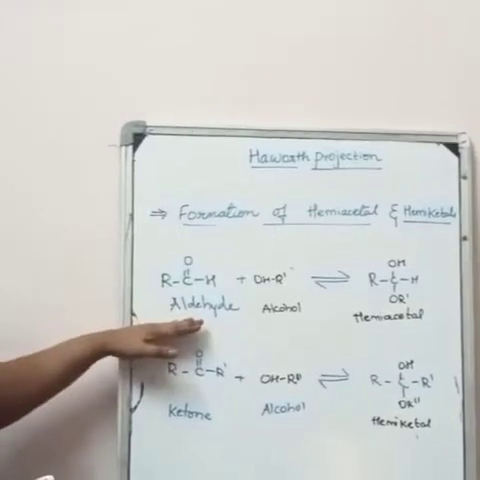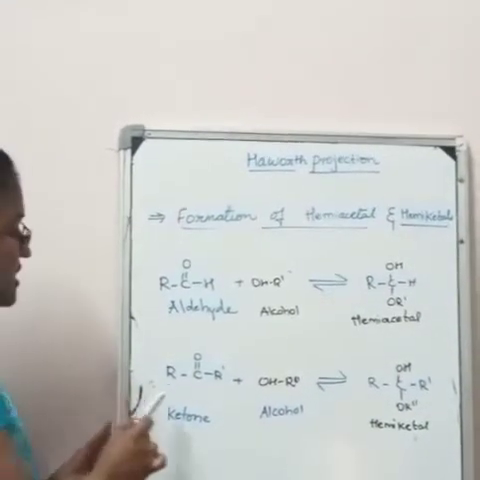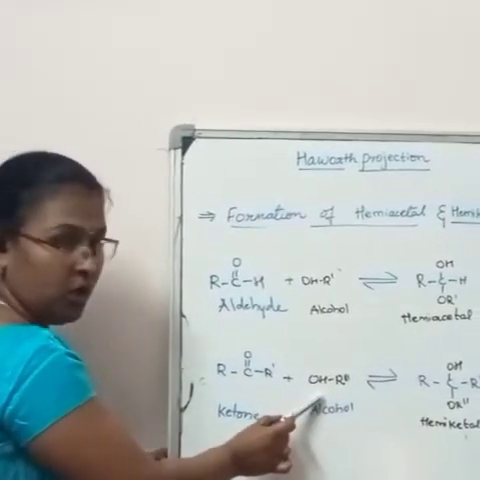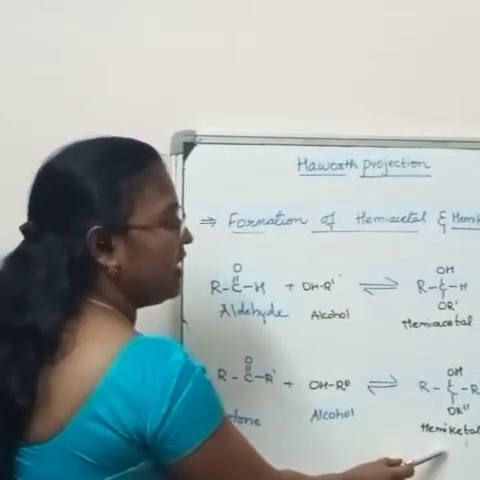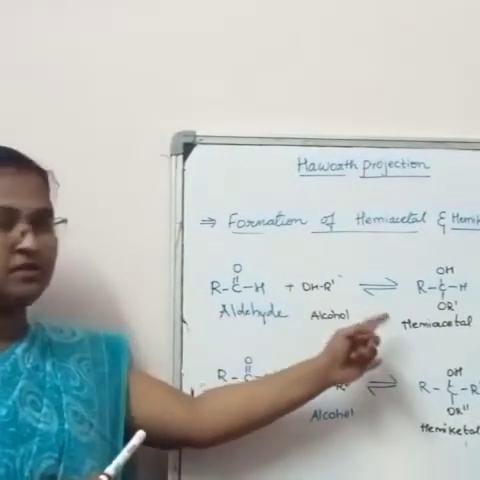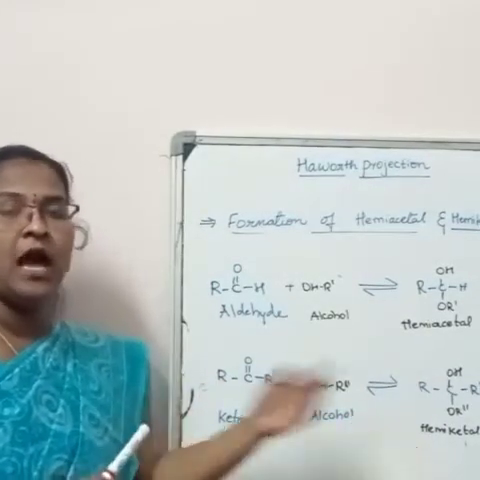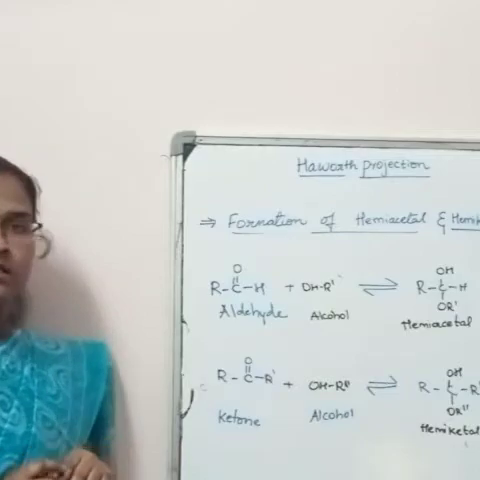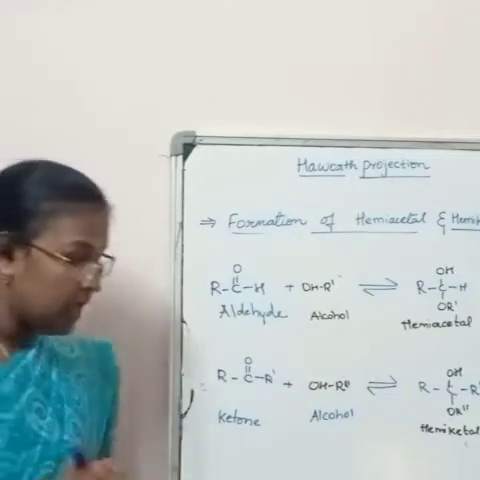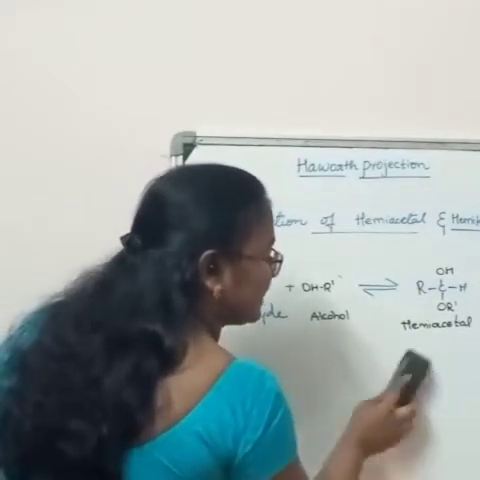Similarly, this is seen with the ketones, that is ketoses. This is the ketone group. It reacts with an alcohol and results in the formation of a hemiketal. So when an alcohol reacts with an aldehyde, it forms a hemiacetal. When it reacts with a ketone, it forms a hemiketal. I hope it is clear. Now let us see how the Haworth projection is related to these hemiketal formations. Let us go forward to the next step.